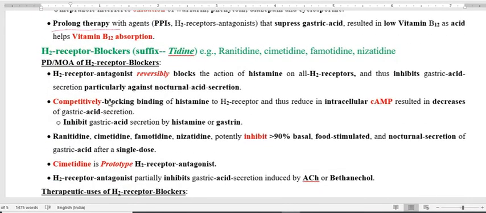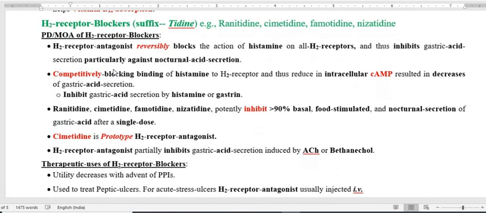Now we have to go through another one, the H2 receptor blocker. Regarding its mechanism of action, that we already discussed. This is a reversible blocker, and we also call it a competitive blocker. Reversible blocker means that once the receptor gets dislodged by the drug, the gastrin or histamine will attach to the H2 receptor to produce its action. So whichever has the higher concentration will be able to occupy the H2 receptor and produce the action accordingly.